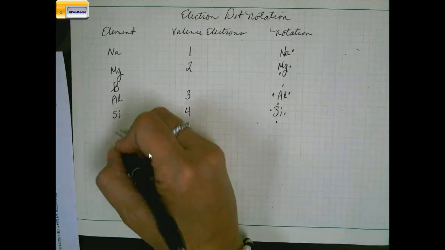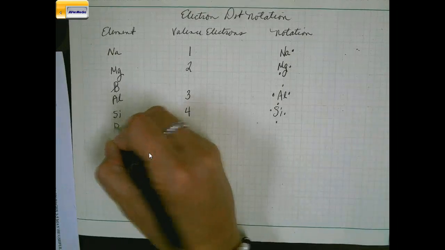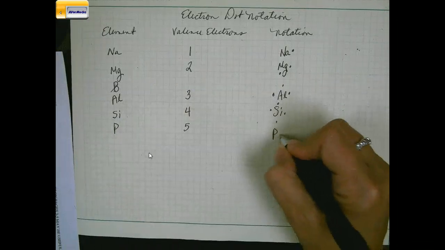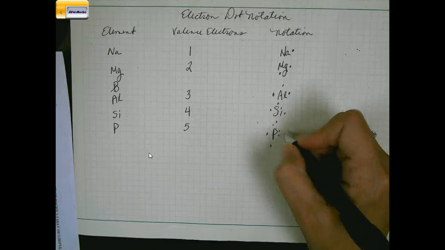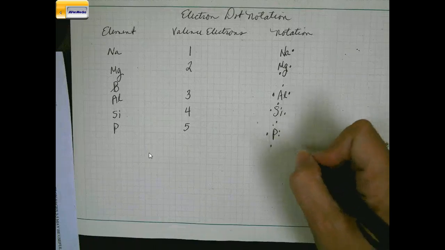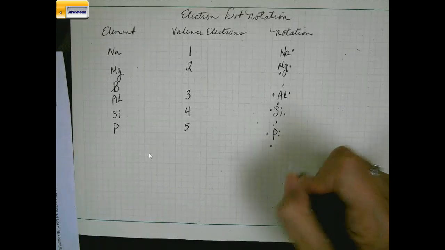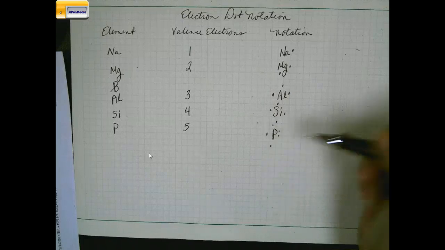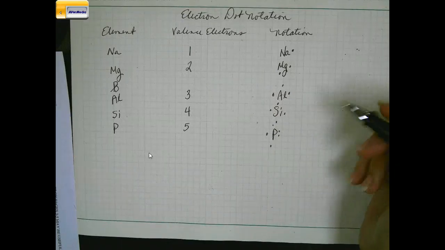And now with phosphorus, it has five valence electrons. We need five dots, so 1, 2, 3, 4, 5. Would I know whether you put two, then 1, 2, 3? No, you can put them on there as long as you only have two electrons paired and one lone electron on each of the other sides.